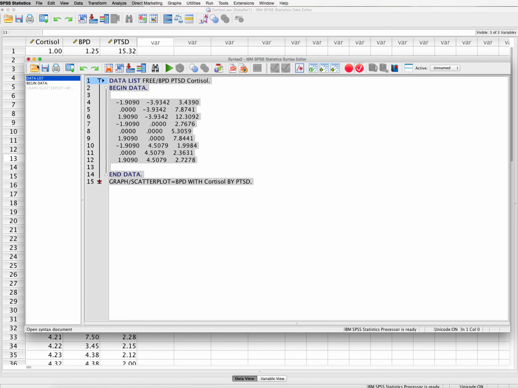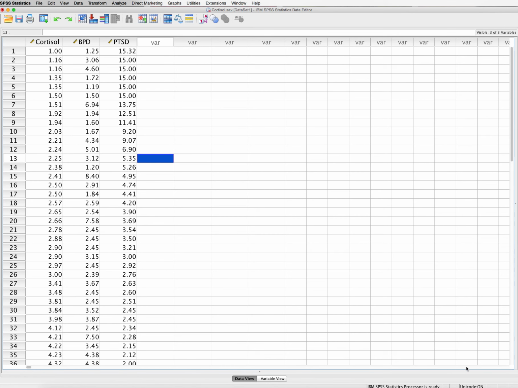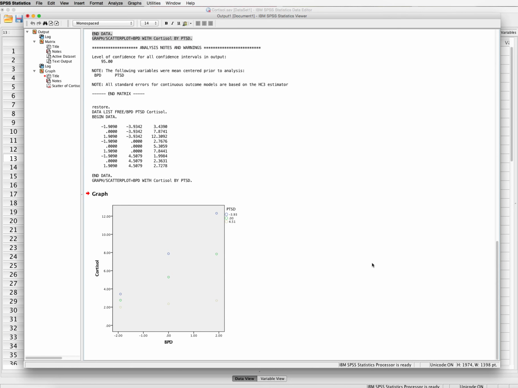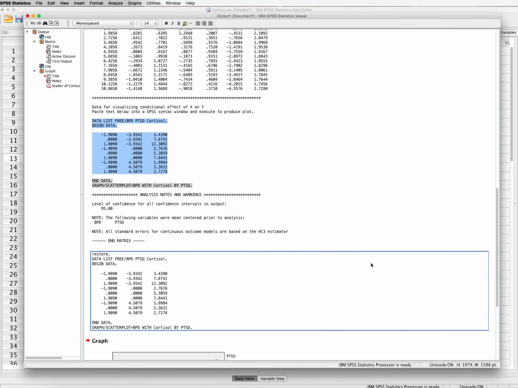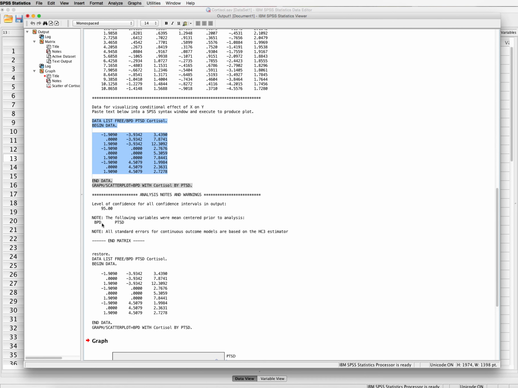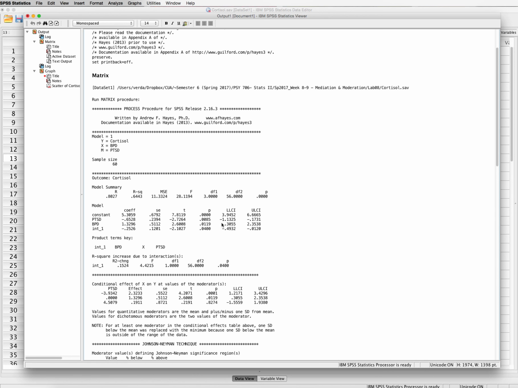All right. So let's get back to our output that we were looking at. So let's see if there's anything else. So at the end of the analysis, it tells you which variables were mean centered, and it tells you the confidence interval level, which is 95%. And basically, this is how you run and how you understand the output for simple moderation model using PROCESS. And I hope this was helpful.